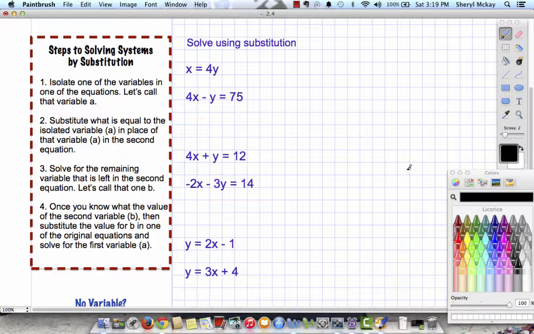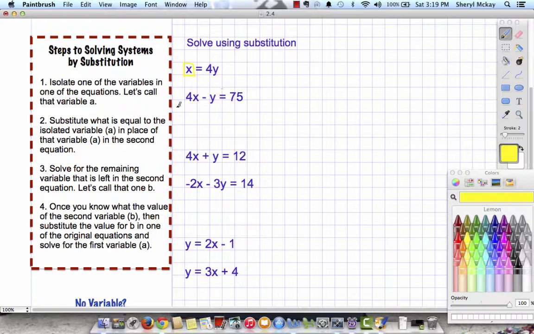So let's look at this first set of equations. We've got x equals 4y, 4x minus y equals 75. And one of those equations has a variable that can easily be isolated. Which one do you think it is? Well, did you decide that it should be this first equation and this x right there? Do you see that x? It's already isolated. It's all by itself. We don't have to do any work. We already know that x equals 4y.